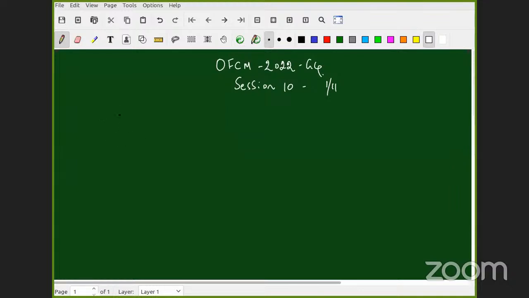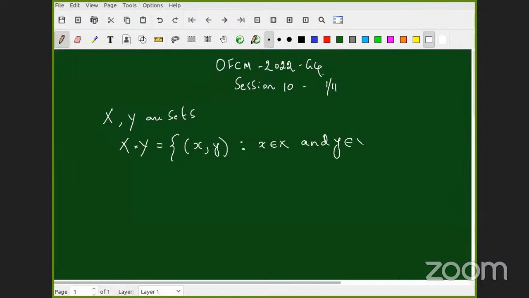Let's see. Given X and Y are sets, now I define what X cross Y is. X cross Y is the set of ordered pairs (x, y) with x in X and y in Y. X and Y are any two sets. X cross Y is the collection of two-tuples, ordered pairs (x, y) such that x is in X and y is in Y. So have you understood the definition?